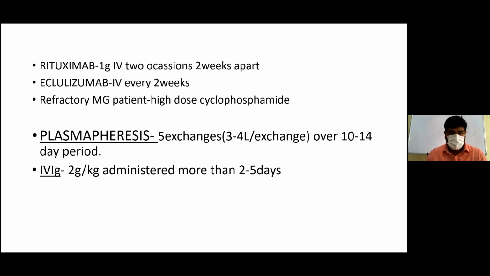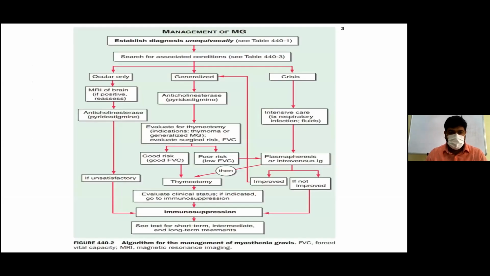Coming to the management of myasthenia gravis as a whole, first establish the diagnosis with the help of history, physical examination, and laboratory investigations. Search for other associated conditions such as thymic hyperplasia and thymoma. If it is ocular only, perform an MRI of the brain and then give anticholinesterases such as pyridostigmine. If it is unsatisfactory, then start the person on immunosuppressive drugs such as steroids, azathioprine.